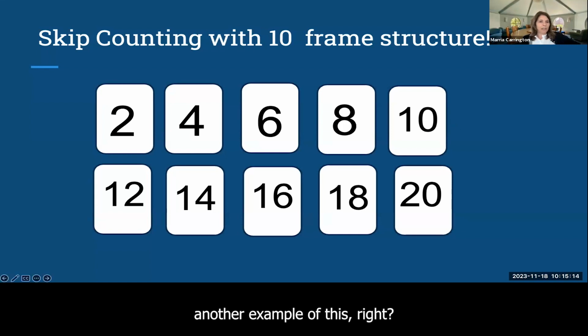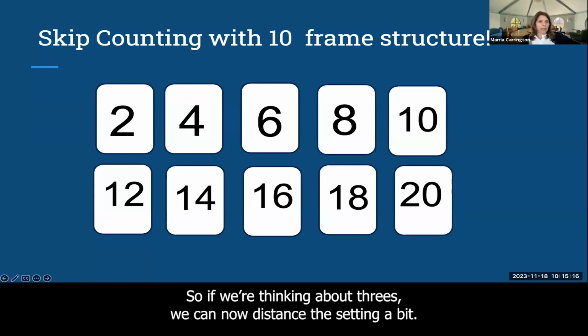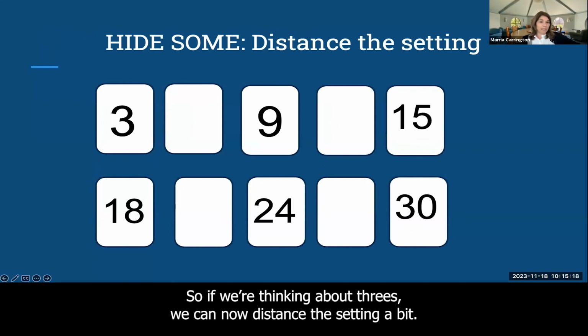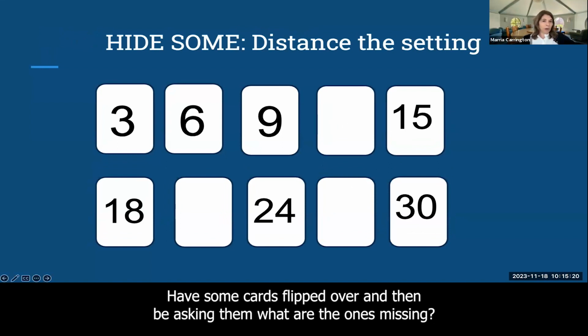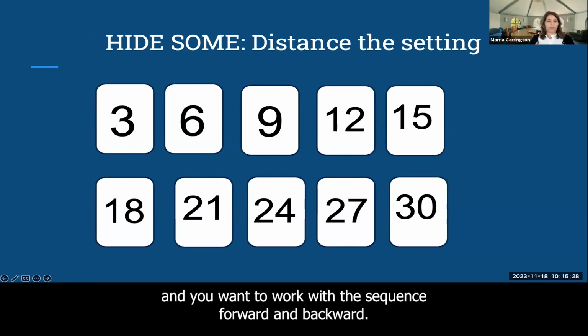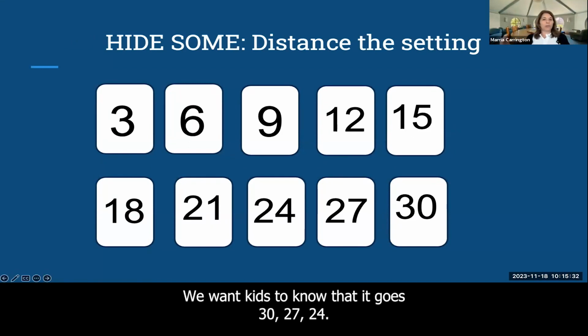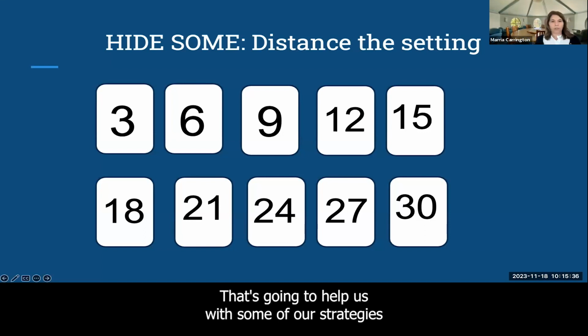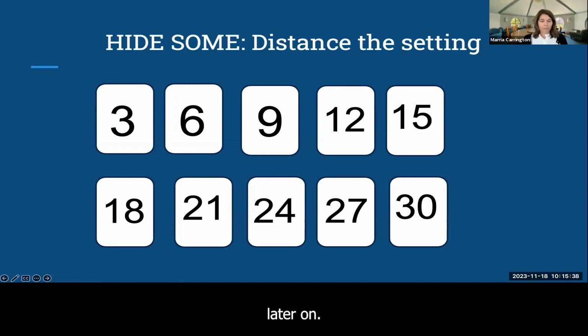Let's look at another example of this. So if we're thinking about 3s, we can now distance the setting a bit and have some cards flipped over, and then be asking them what are the ones missing. Obviously you're doing this after they've worked with that sequence a bit, and you want to work with the sequence forward and backward. We want kids to know that it goes 30, 27, 24. That's going to help us with some of our strategies later on.